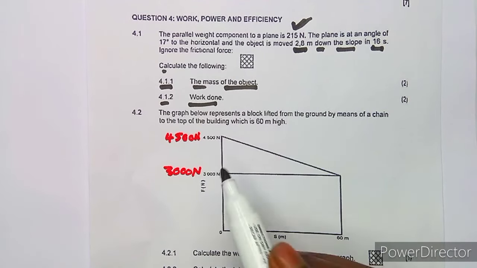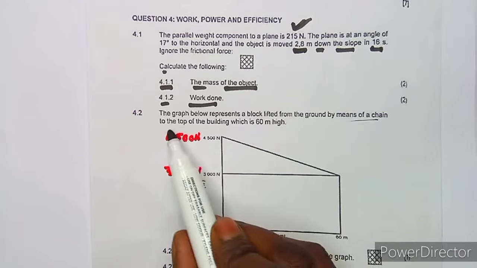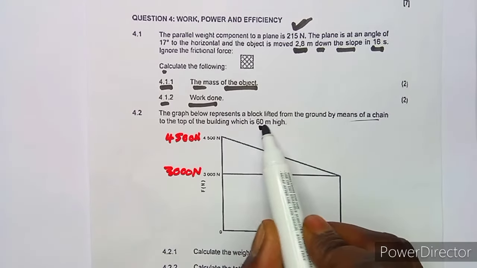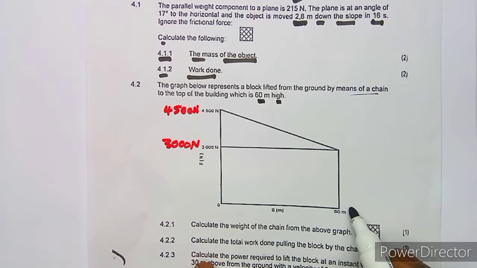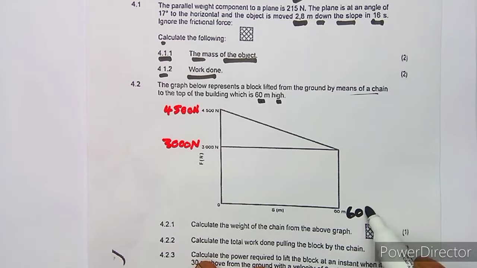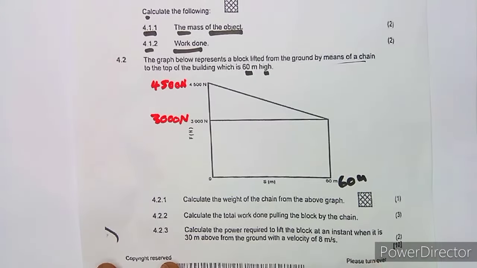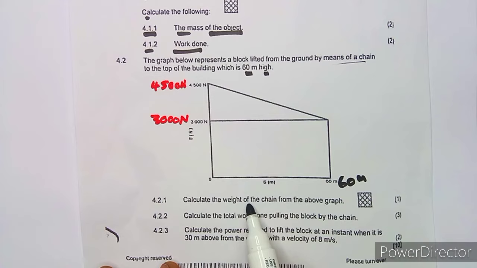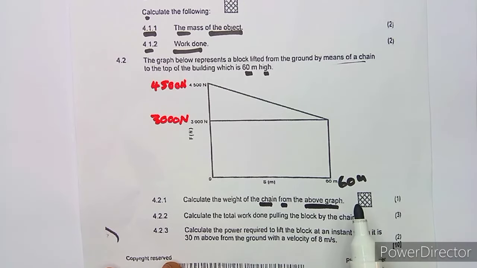Then on 4.2, we are now given the graph below representing the block lifted from the ground by means of a chain to the top of the building, which is 60 meters high. So this is 60 meters here, so it's actually 60 at that point. So we are given that on 4.21, to calculate the weight of the chain from the above graph. What is the weight of the chain?